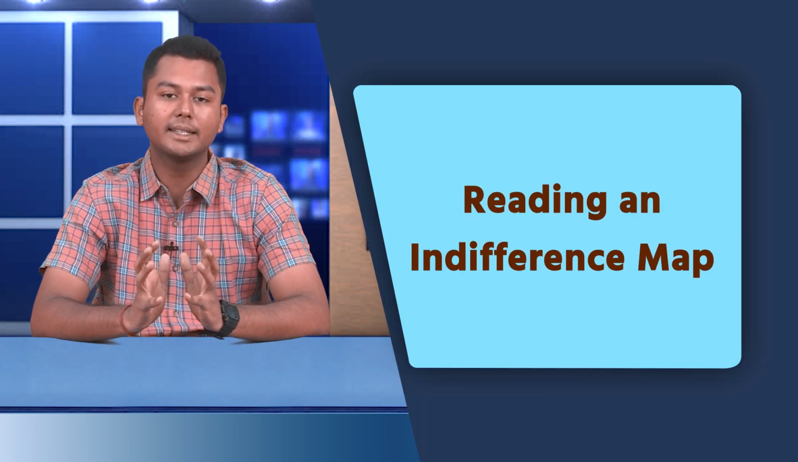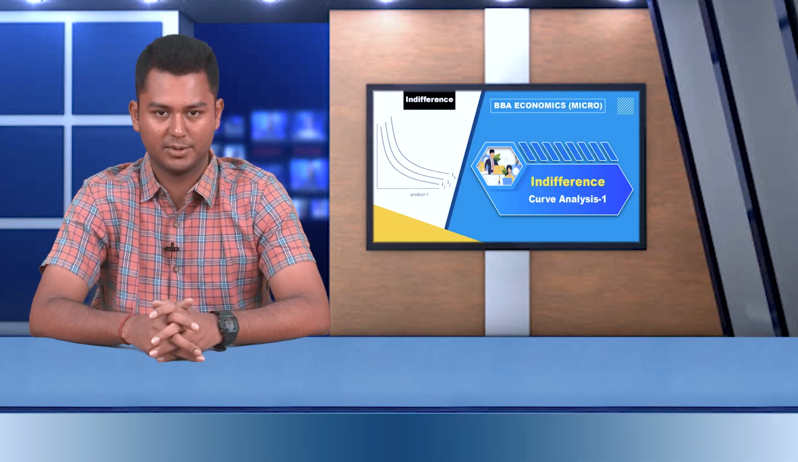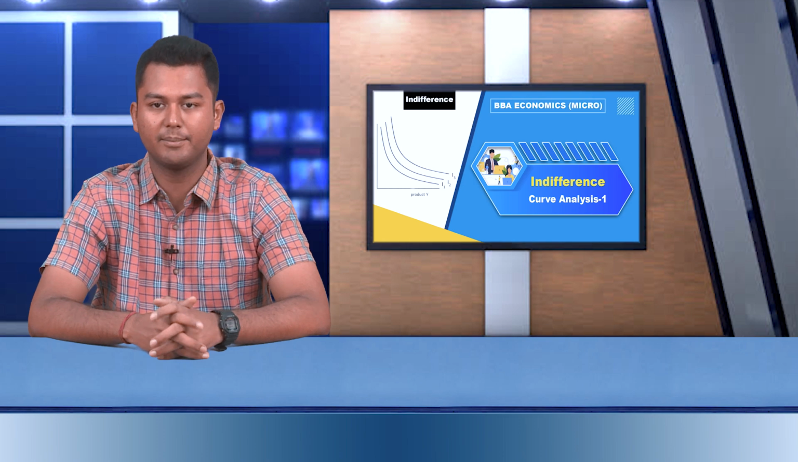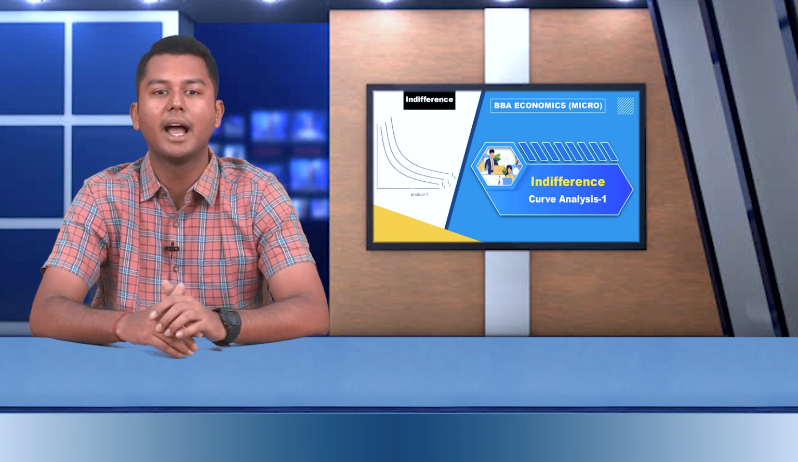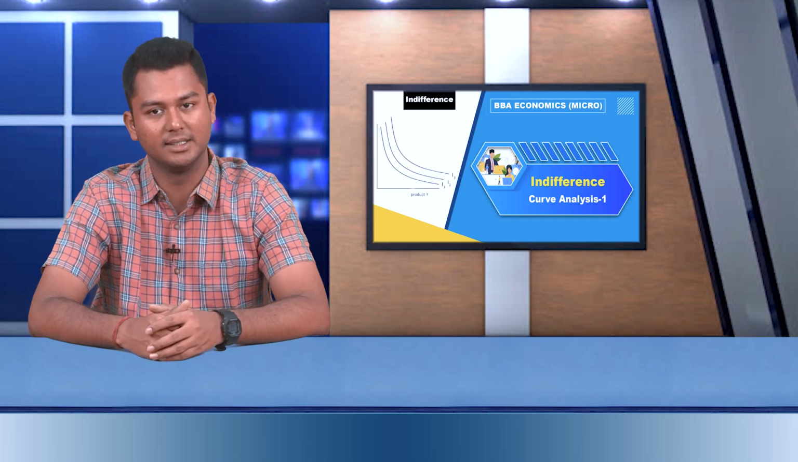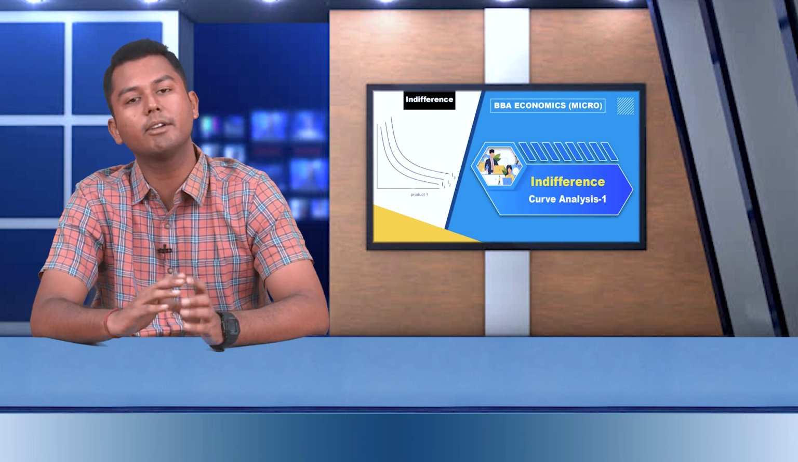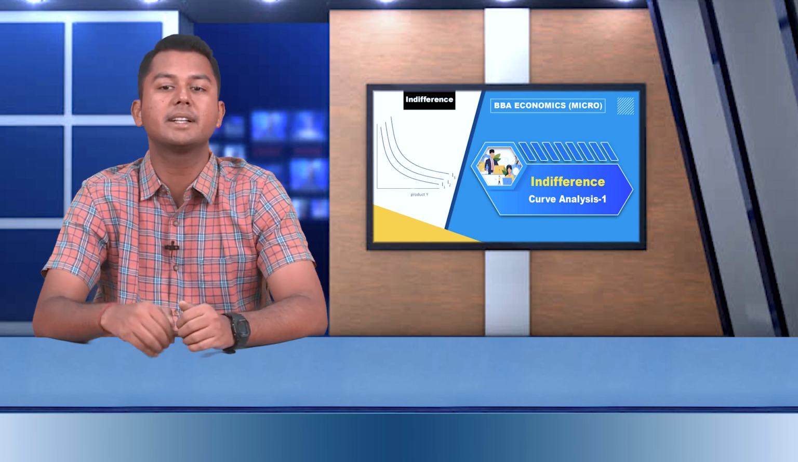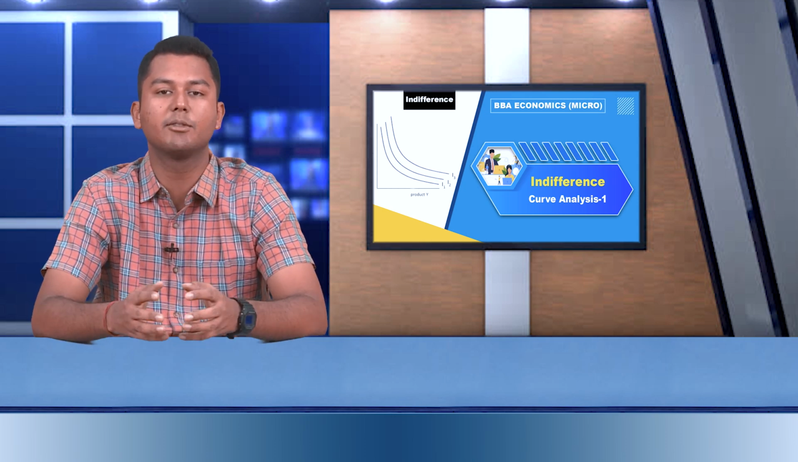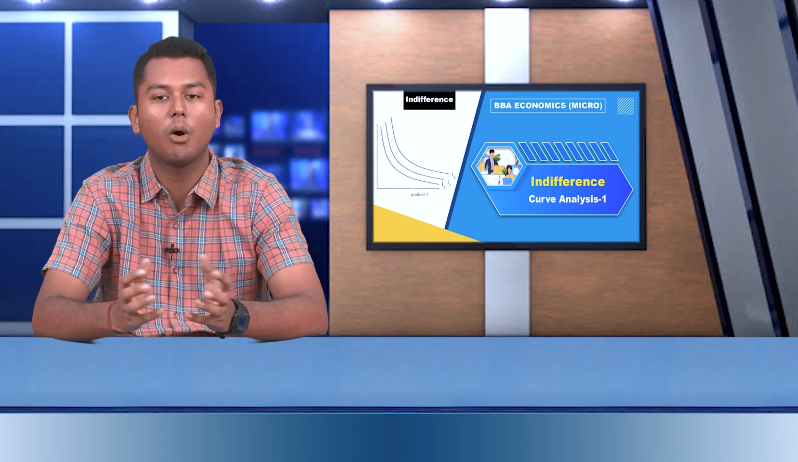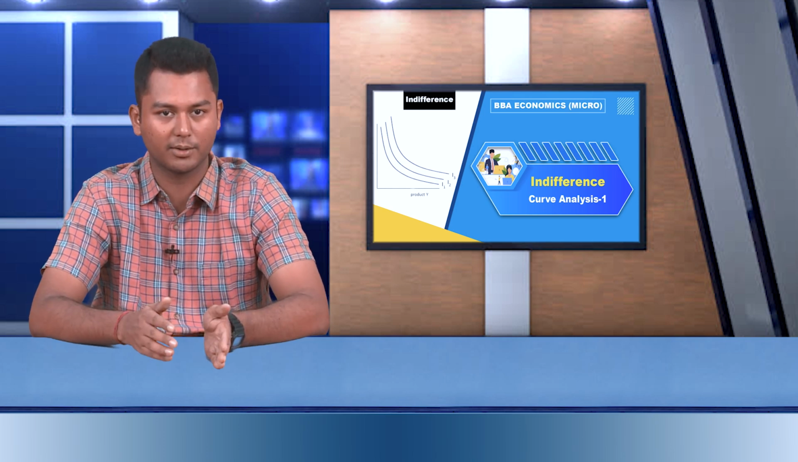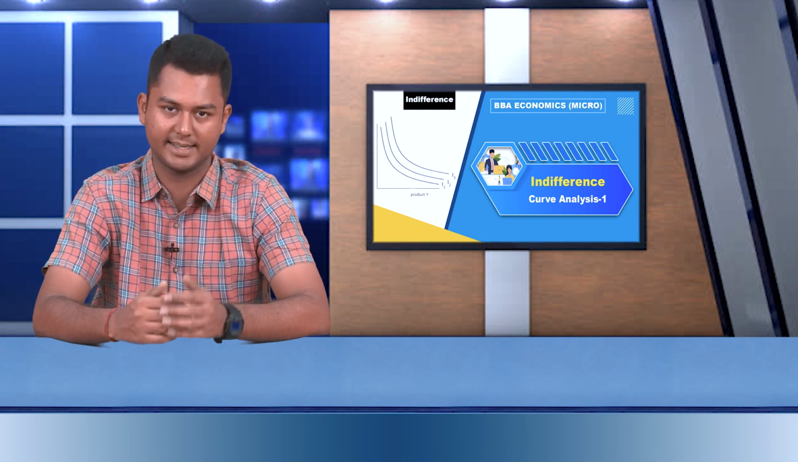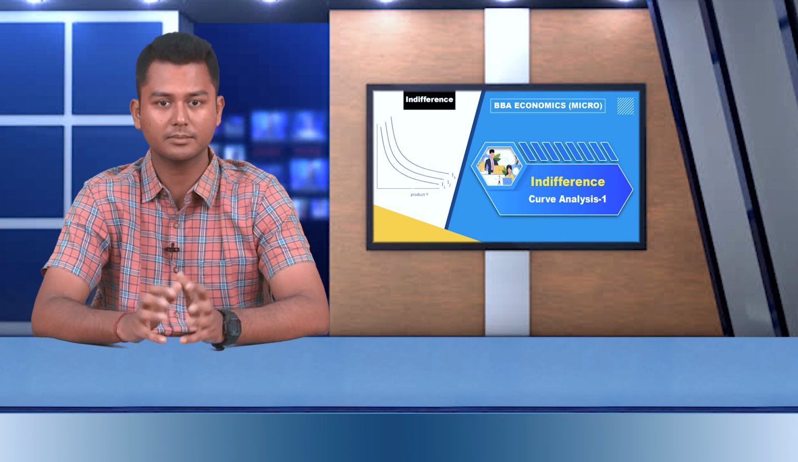Now let us look at reading an indifference map. To understand an indifference map, start by identifying higher and lower satisfaction levels. Curves further away from the origin represent higher satisfaction because they involve more of both goods, or the same amount of one good plus more of the other, as I had explained with the graph.